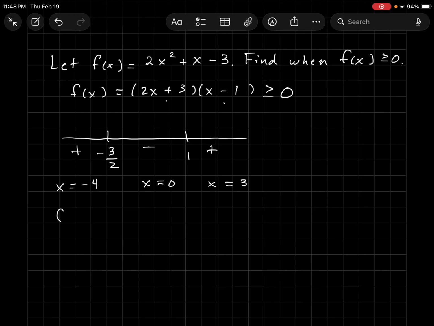When is f of x greater than or equal to 0? Well, it's everywhere up to and including x equals -3/2. And then starting at 1 again, so let me put a hard bracket there, 1, all the way up to infinity.